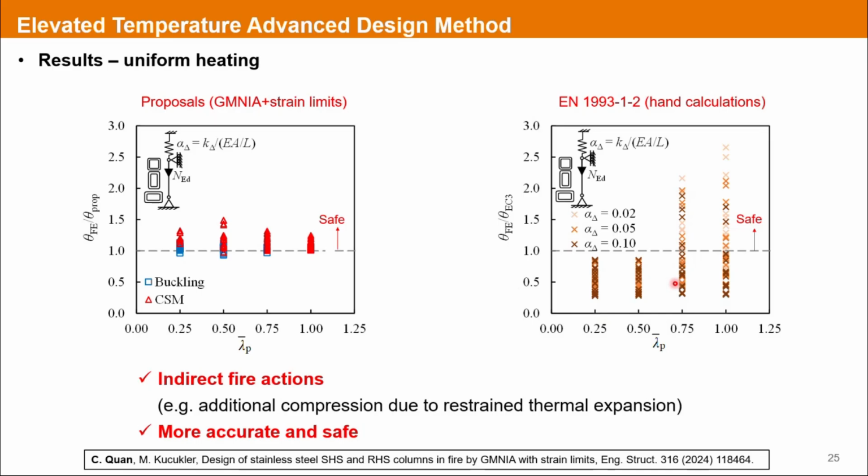That is more important. The reason is that it is relatively more difficult for the hand calculation approach to consider those indirect fire actions, such as the additional compression. For example, in this unrestrained member, there would be additional compression due to the restrained thermal expansion. However, this indirect fire action is not easy to adjust through the hand calculation approach, whereas the advanced design method could directly capture this material degradation and these indirect fire actions.